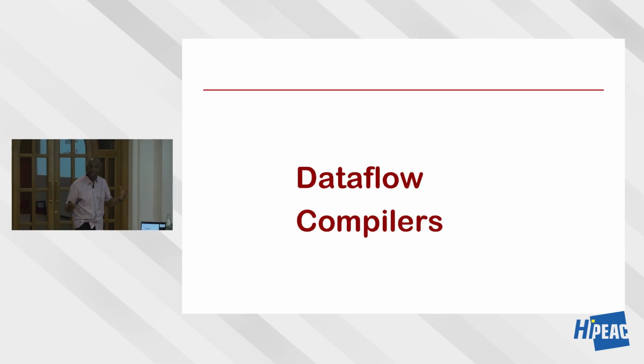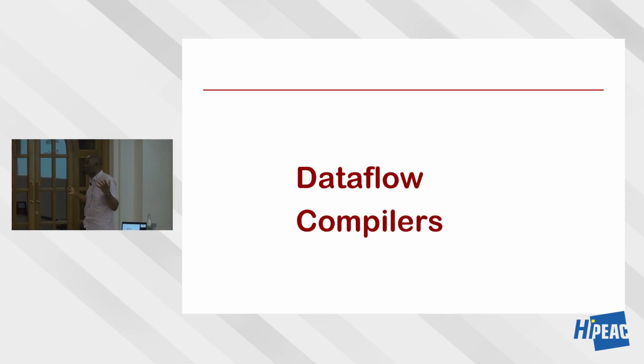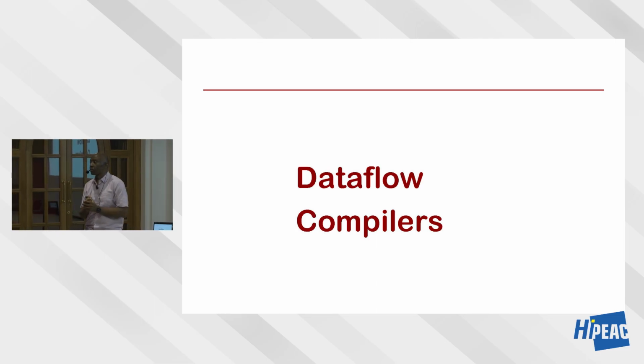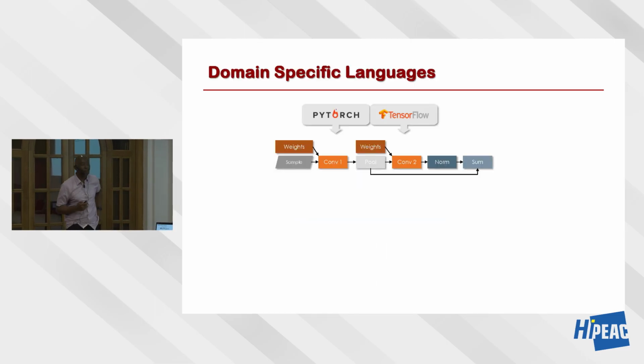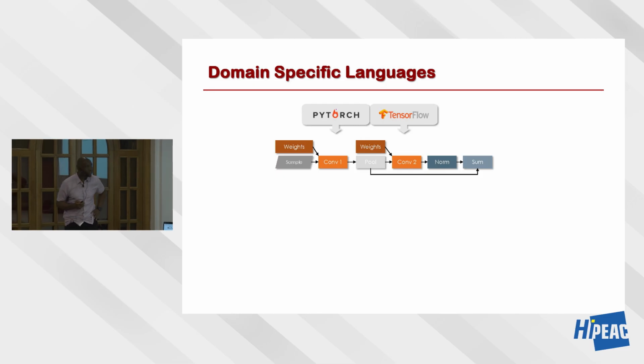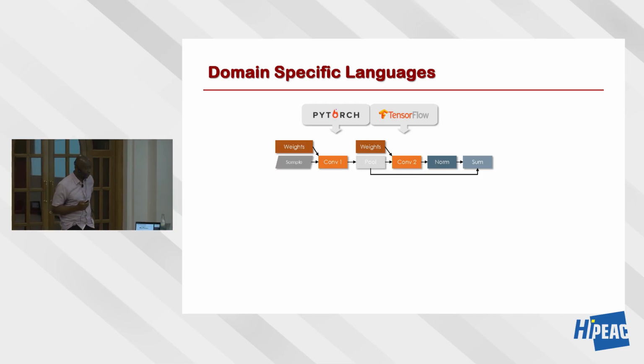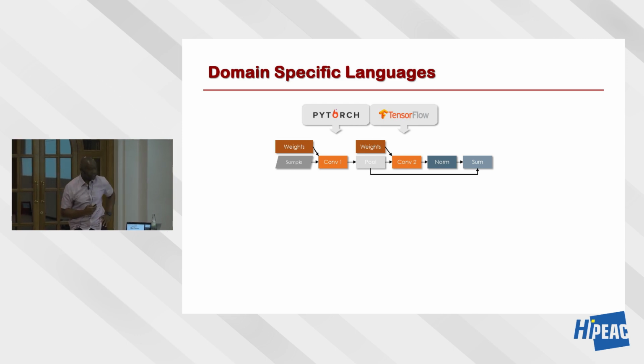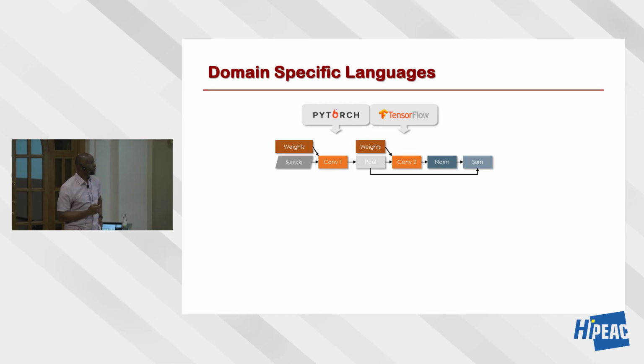All right, so that brings us to data flow compilers, right? So if data flow is what the ML algorithms are naturally expressed, let's think about how to take that data flow and optimize it, right? And you're going to do that with a compiler, right? So you can start with these domain-specific languages, like TensorFlow, like PyTorch, which give you this data flow graph of machine learning operators, right?